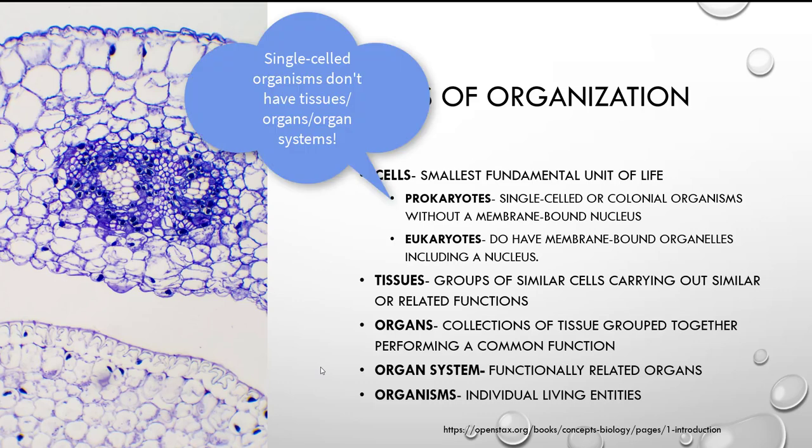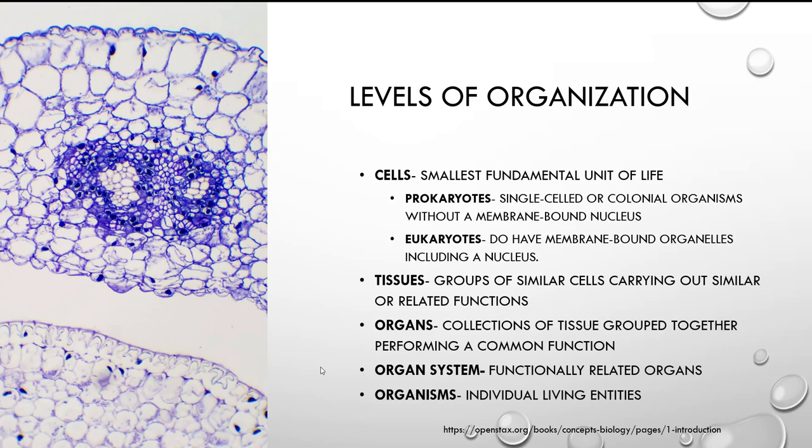They are single-celled. They don't have tissues, organs, organ systems, because they are a cell. They don't have multiple cells. So just be aware that some organisms stop. The cell and the organism is the same thing. Okay? Now, we can stop here at the organism.